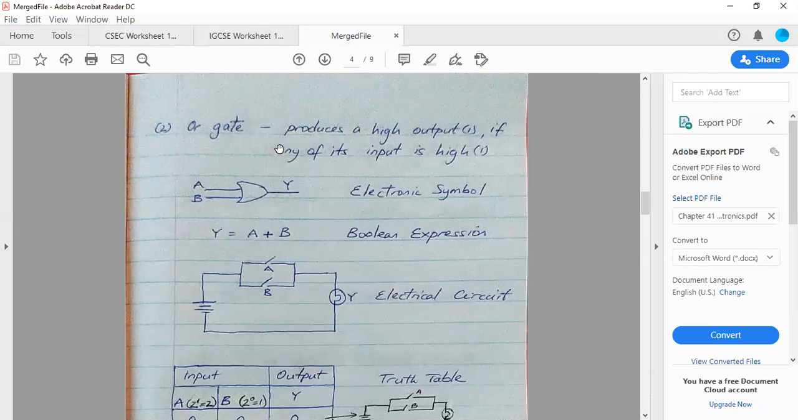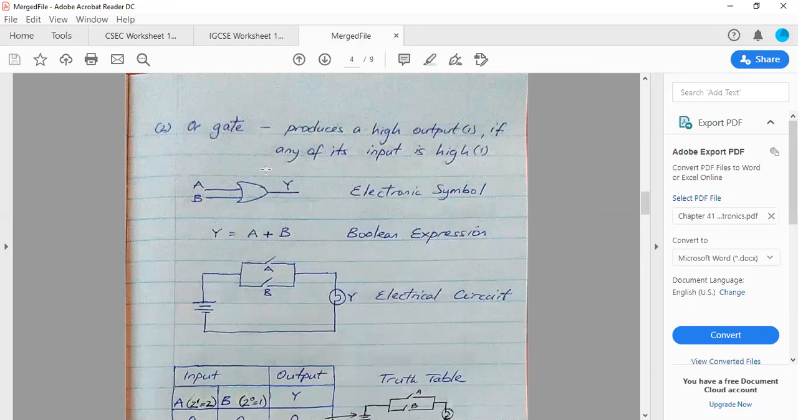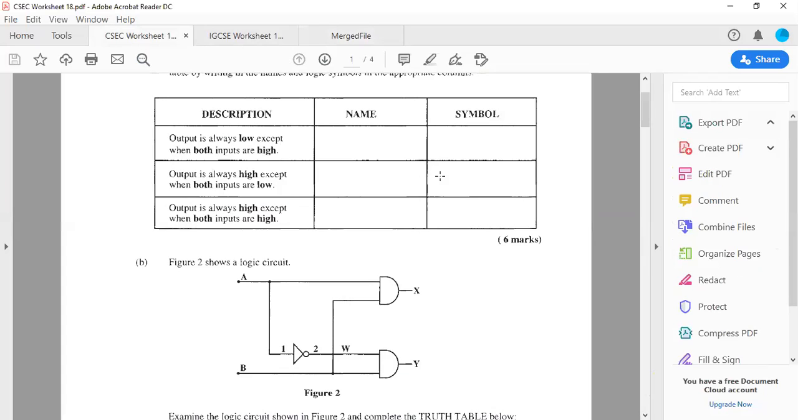So this gate here is an OR gate. So the second answer is an OR gate. You're going to include the name of it, the OR gate, and the symbol. This is your symbol for OR gate here. So you can draw any symbol for OR gate here, from CXC students.